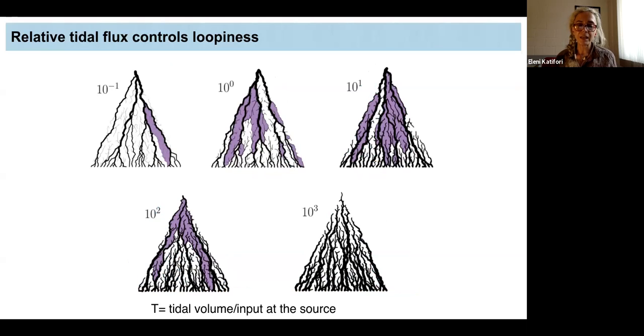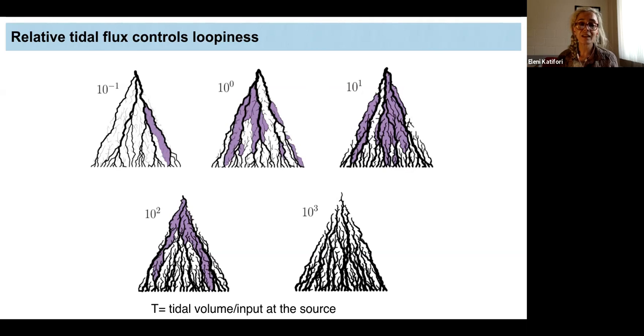And we do that for different scenarios, for different amounts of tides. And there is one parameter which is called the relative tidal flux. It is essentially the tidal volume, how much tide comes in every cycle, how strong the tide is, because the tide is not always the same, divided by the input at the source. So there are networks where there is no tides. These are deltas that are not tidal, and that T is 0.